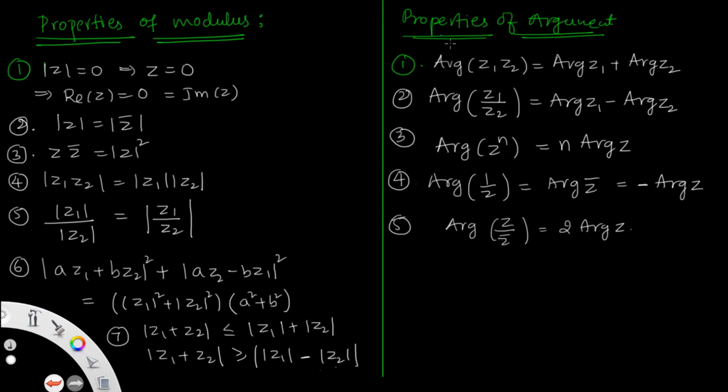And the next one is properties of argument. Argument of Z1 into Z2 is argument of Z1 plus argument of Z2, whereas argument of Z1 by Z2 is argument of Z1 minus argument of Z2. Argument of Z bar to the n equals n times argument of Z. Argument of 1 by Z is nothing but Z bar, minus argument of Z. Argument of Z by Z bar is equal to 2 into argument. These are the properties of argument, and those were the properties of modulus.